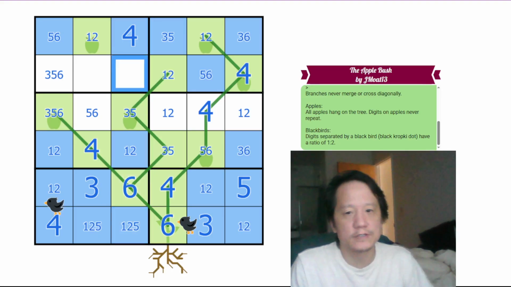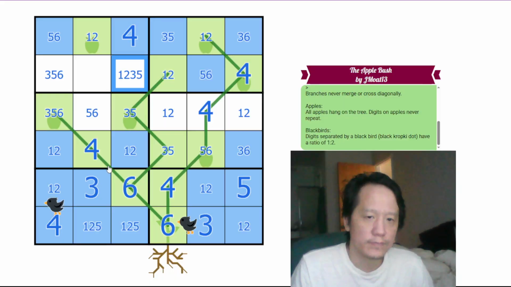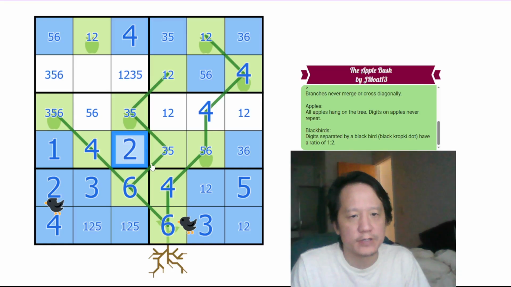The rest of this digit is what? 1, 2, 3, or 5. Okay. 4 is in a 1 to 2 ratio with 2, so this is 2, not 2, 4. This is 2, this is 1. That makes this 2. This cannot be 2 here. This is a 1, 5 pair.